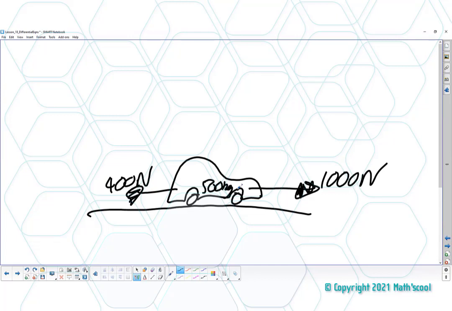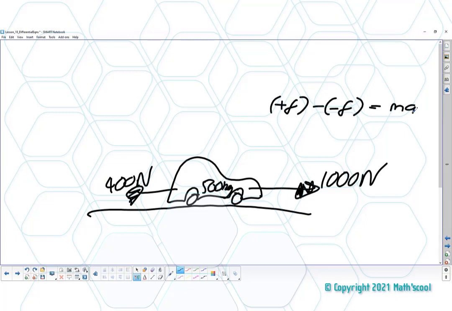Go on then. That's 1,000 minus 400, which is equal to 400. Yeah, positive forces minus negative force equals ma.